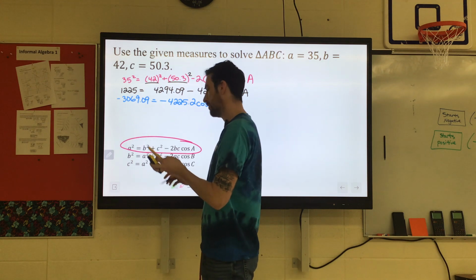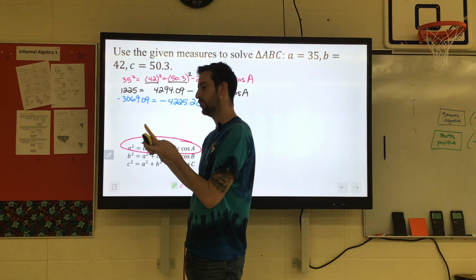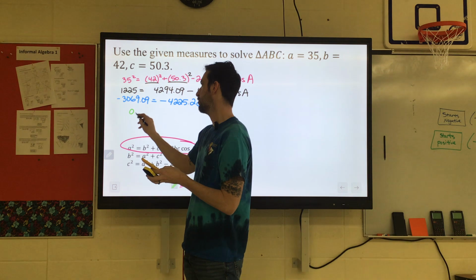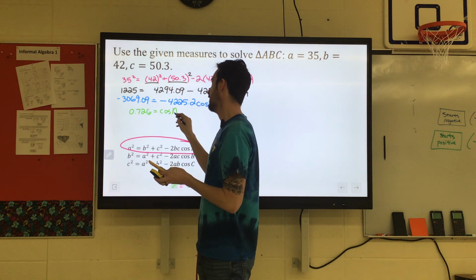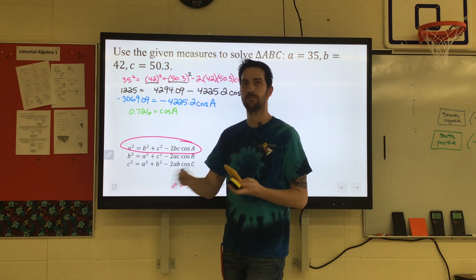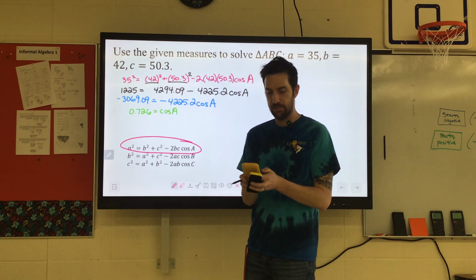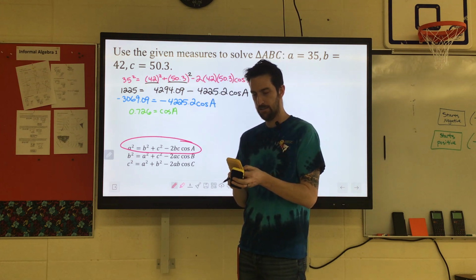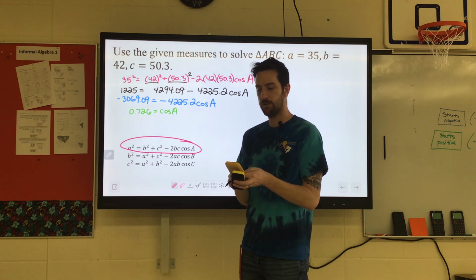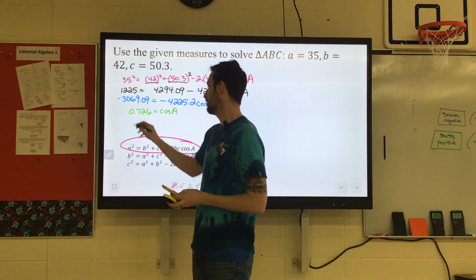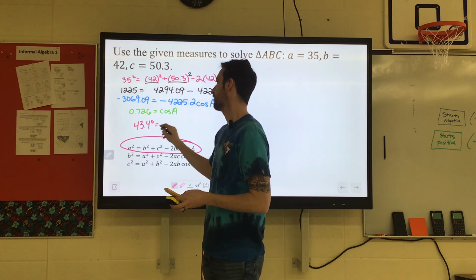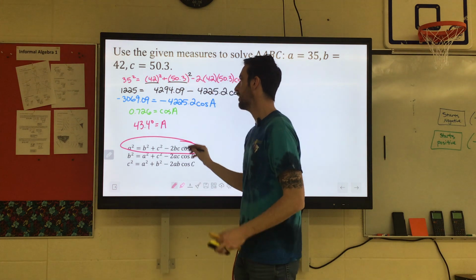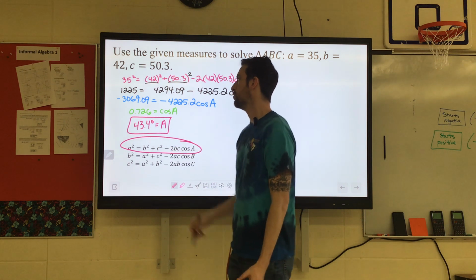So did I change color? So I have 0.726 equals cosine A. And then we can do that inverse cosine. And I have 43.4 degrees. So angle A is 43.4 degrees.